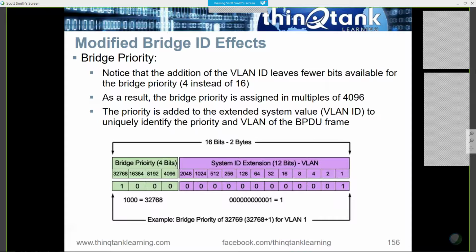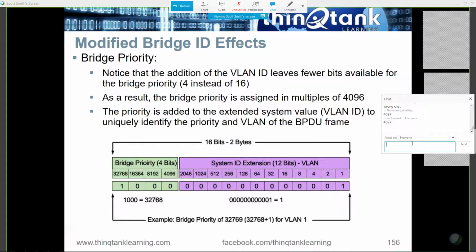So my first priority value is 0. My second priority value is 4,096. My third priority value is 8192. My fourth priority value is 12,288, something like that. You get the idea. All right? How many possible priority values do I have then? If it's a 4-bit field, how many possible values do I have? Binary math, guys. This is where learning subnetting comes into play. 2 to the power of 4? 16. Right. 16 different priority values.